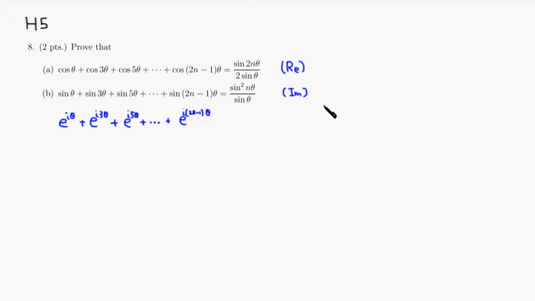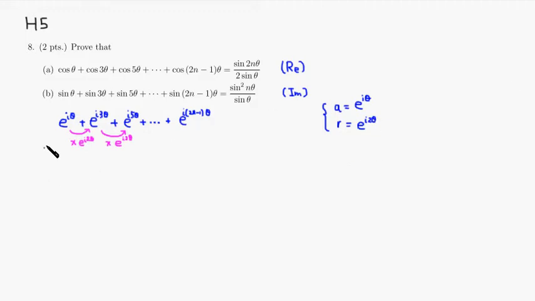Where a is just the first term, so it's easy to find: e to the i theta. For r, you can see that every time you go to the next term, you are multiplying by e to the i 2 theta. So that's going to be the r value, e to the i 2 theta.